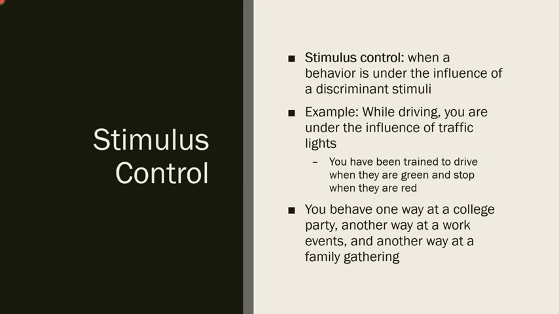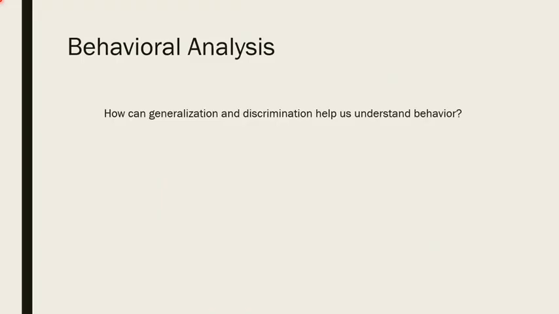Another example, you behave one way at a college party. You very likely do not behave that way when you're at a work event or at a family gathering. The college party, work event, and family gathering are all stimuli that actually exert control on your behavior, whether or not you're aware of it. And this all happens through conditioning. We learn to behave these ways based off of how that behavior was reinforced or punished, or what we associated with it in the past.